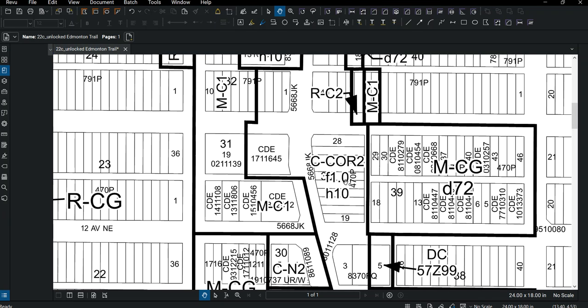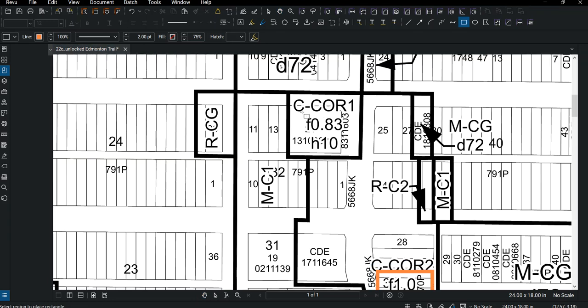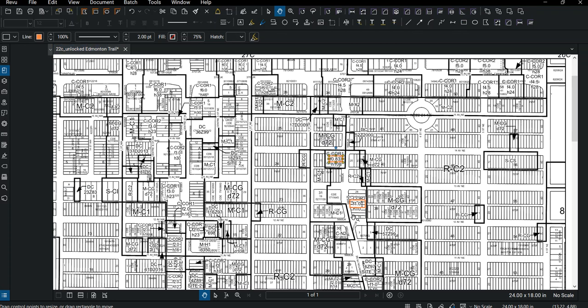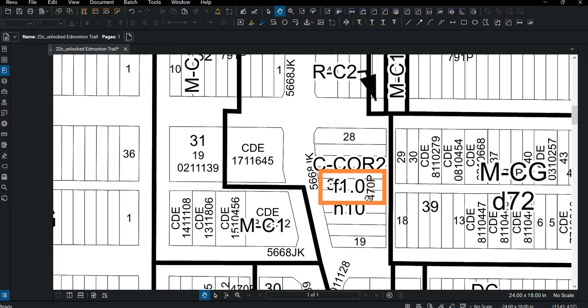map, you're going to see an F number. So this one right here has an F1.0, but it varies depending on your site. So just up here, there's an F.83 in that case, and so on and so forth. So it's all over the place. I mean, there's some sites that are F20 or whatever. So anyways, let's look at this F1.